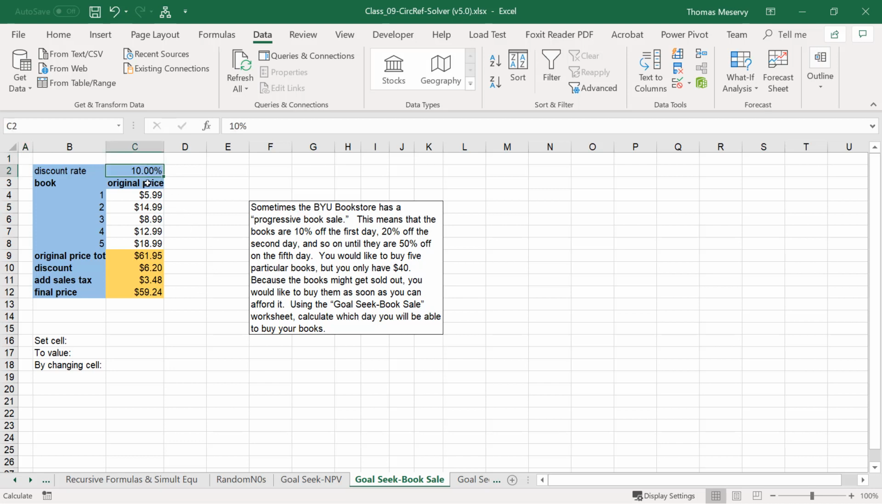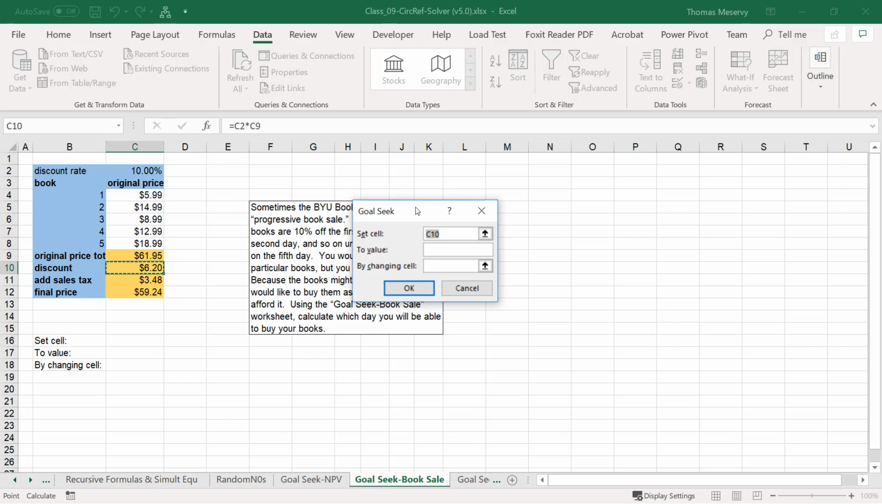Let's check this out. So we have the interest rate here. We have the prices of the books. We have the total value, just by summing those up. We get a discount on them, and then we have to add sales tax, and then the final price. So we need this price to be $40 or less. We can't avoid the sales tax, and we want to maximize our discount rate. At least it needs to be higher than that so that the final price will be down to 40. Okay, let's take a look at GoalSeek.